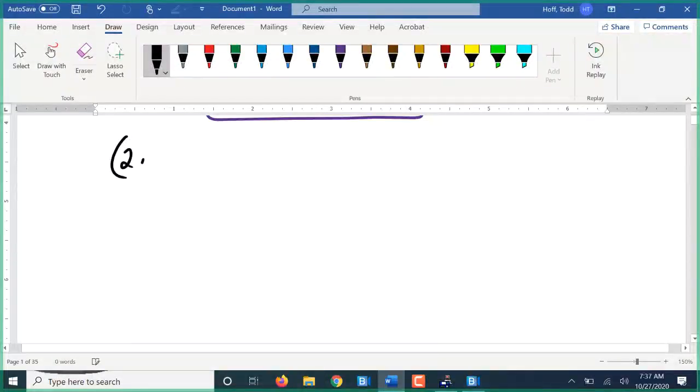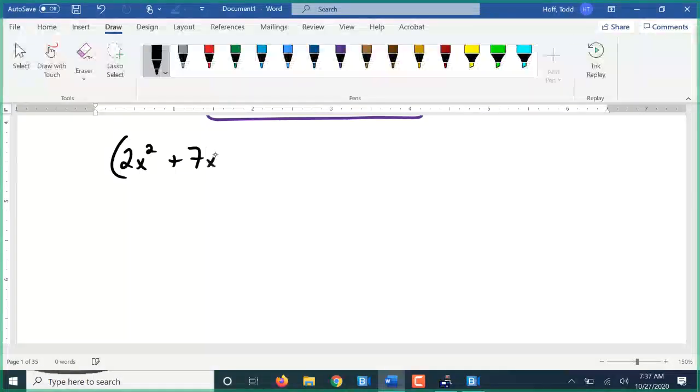Let's do this one. 2x squared plus 7x minus 3 minus 5x to the third. Yes, that is correct. 5x to the third minus 6 plus 11.